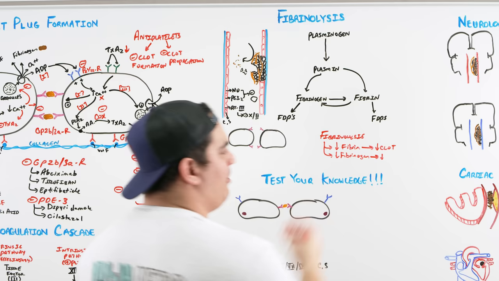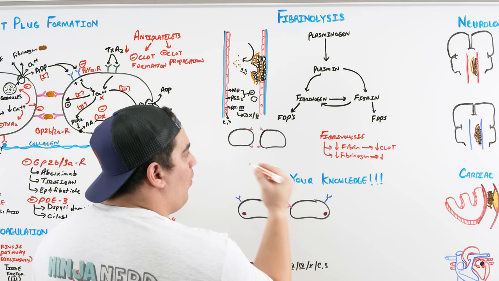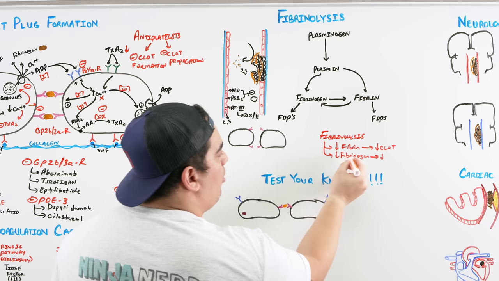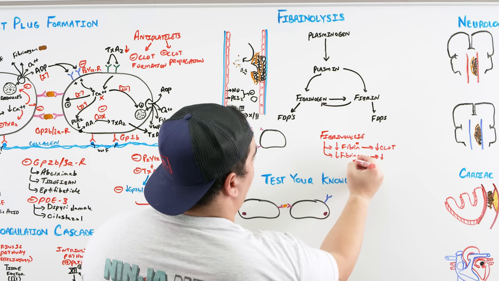This is what's really cool, and I actually never knew this until recently. When you think about why it actually breaks down the clot, well, we can break down the fibrin mesh, but how do we actually break up the platelets? This is to a smaller degree. So if you really look at this process here, this is the more potent effect for the fibrin breakdown, but there is a small fibrinogen breakdown as well.